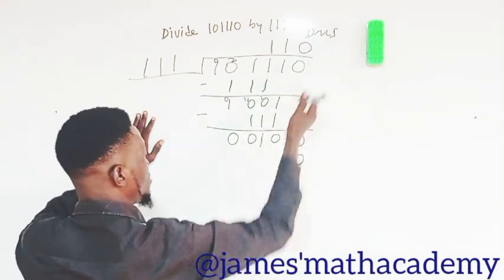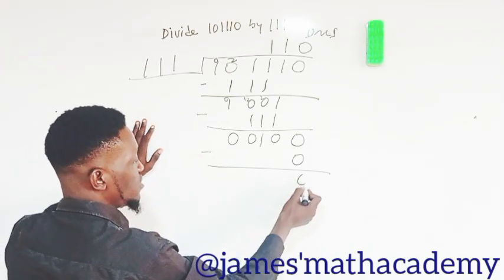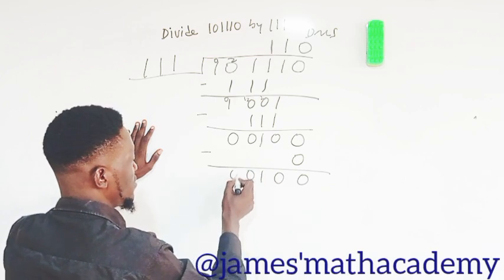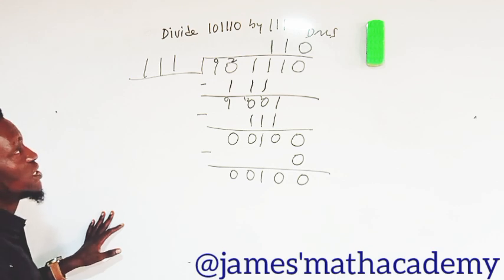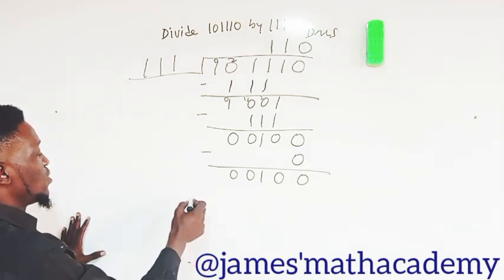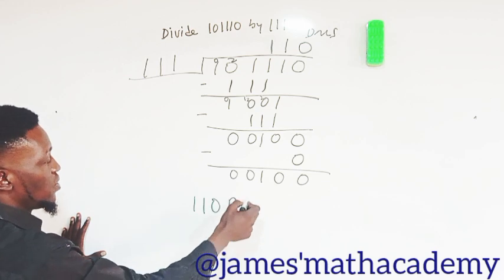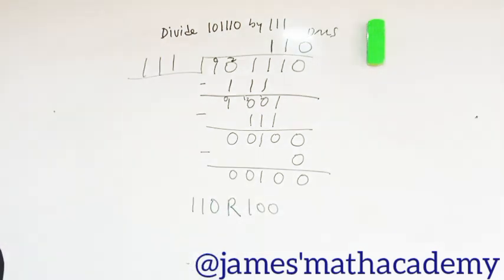In my subtraction, I'll root my 9. I'll put minus. Definitely is 0. This is 0. This is 1. This is 0. And this 1. Okay. So eventually I'll be left with 110, remainder 100. Okay. Remember, they are all in base 2.